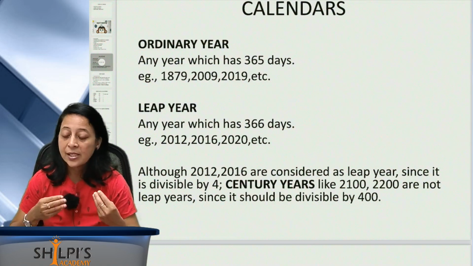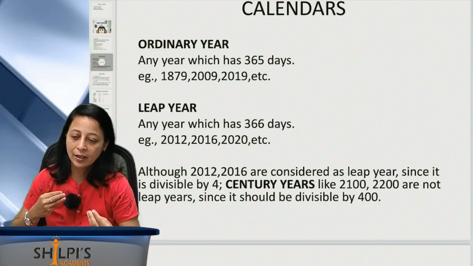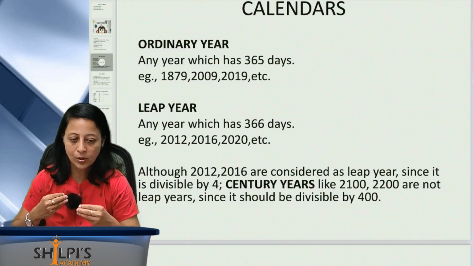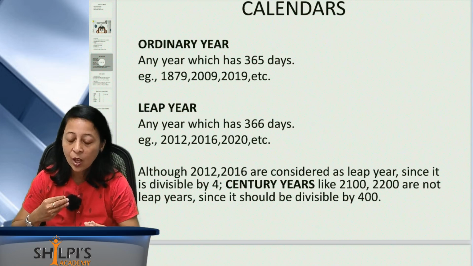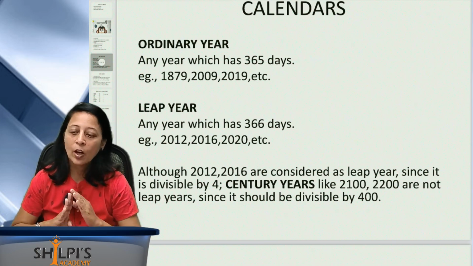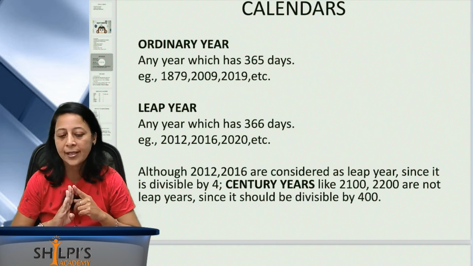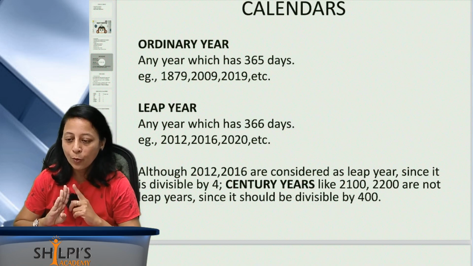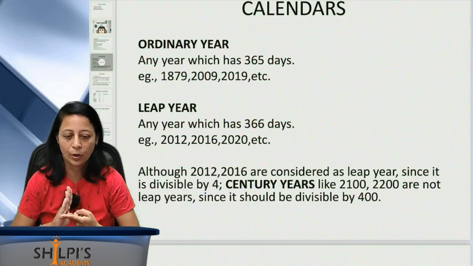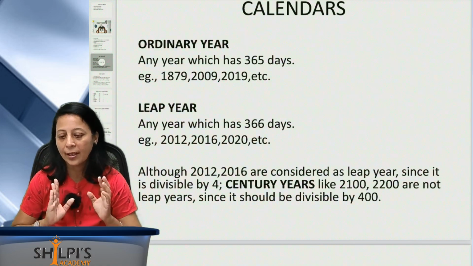But the century years, century means 100. So whenever there is a century year like 2100, 2200, 2300, though it is divisible by 4, it cannot be considered a leap year because it should be divisible by 400. Any century year should be divisible by 400 and not by 4. If it is divisible by 400, then you can call it a leap year for the centuries.